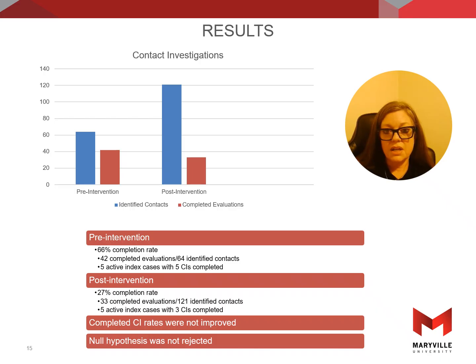Pre-intervention completion rates were 66%, and post-intervention contacts were evaluated at a rate of 27%. Prior to the intervention, 42 out of 64 contacts were fully evaluated from 5 index case contact investigations. During the intervention, 33 out of 121 identified contacts were fully evaluated from 3 index case contact investigations. Based on these findings and the statistical analysis, the null hypothesis of the project was not rejected.